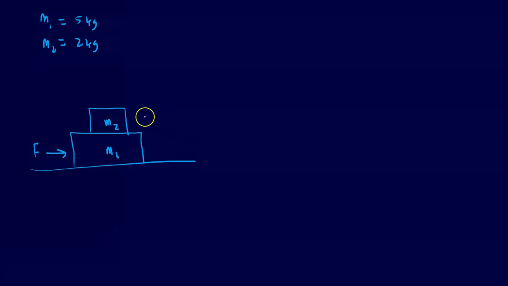So let's go over this problem here from the quiz. You're given two blocks, M1 and M2. Their masses are up here. And you're told that there's a force of 20 newtons applied on the bottom block.